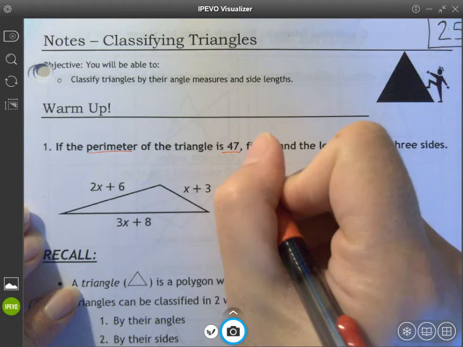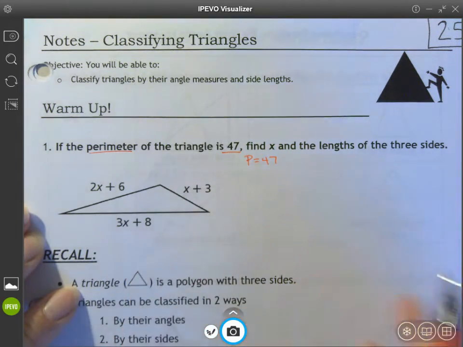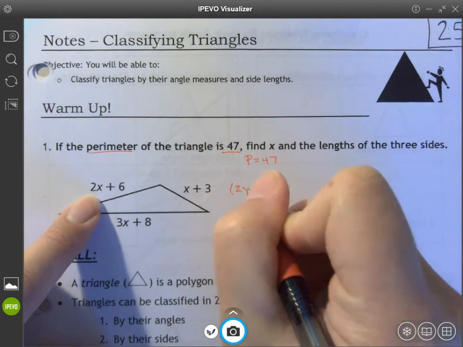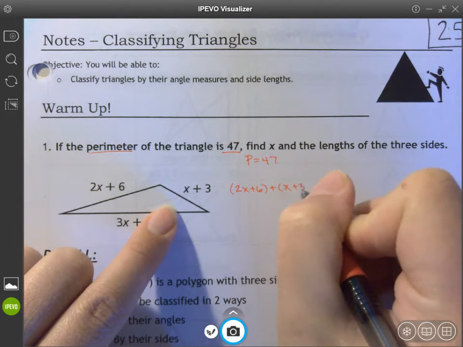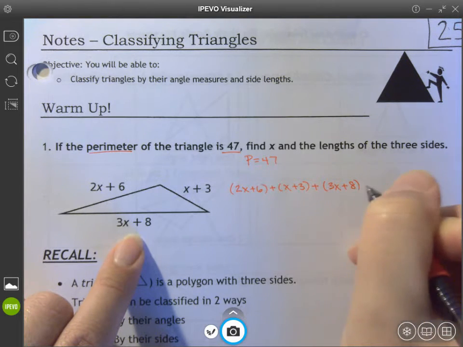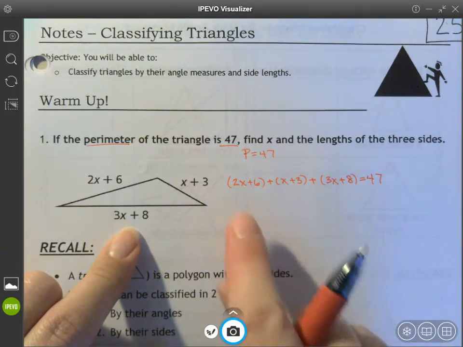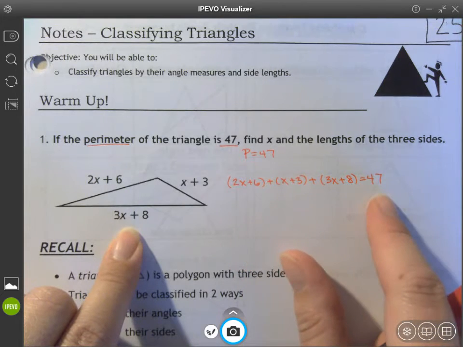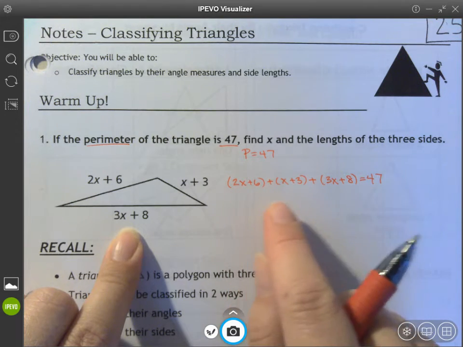If I know that the perimeter is 47, and I know these three sides, I would just go through and add up like terms. But here's what you're really doing. You're saying this side, 2x plus 6, plus this side, x plus 3, plus the third side, 3x plus 8, should all come together to equal 47. I don't really need the parentheses here. I just want to show you that it's three different sides.